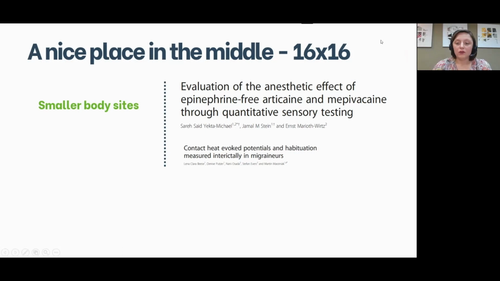Or in an example of this group from Germany that tried to assess the influence of different types of anesthetics given in injection. So they gave maxillary injection, and they wanted to test the infraorbital region here. So they needed something small to be able to apply it on the face, and the 30 by 30 is maybe too big for doing so. So they were able to be very precise and perform the quantitative sensory testing on the infraorbital region using the 16 by 16 thermode.